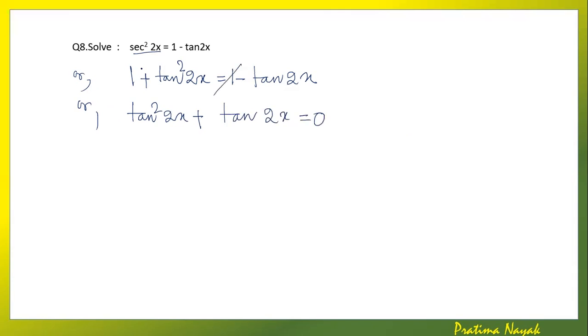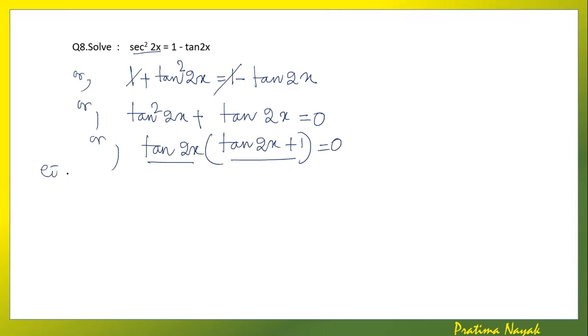1 cancels. Or here I can take common tan 2x. So what am I getting? I am getting tan 2x plus 1 is equal to 0. So again there are two possibilities. Either tan 2x is 0, or you are getting tan 2x is equal to minus 1.